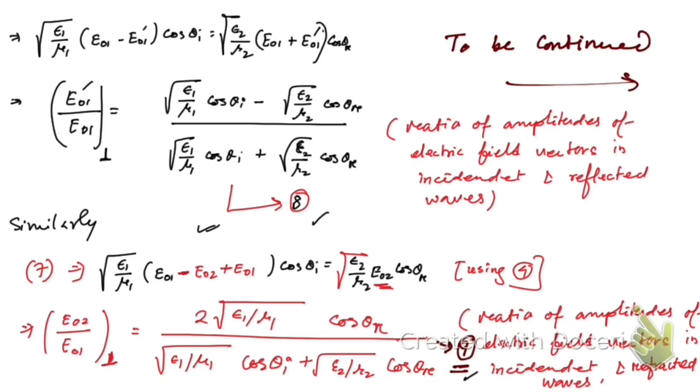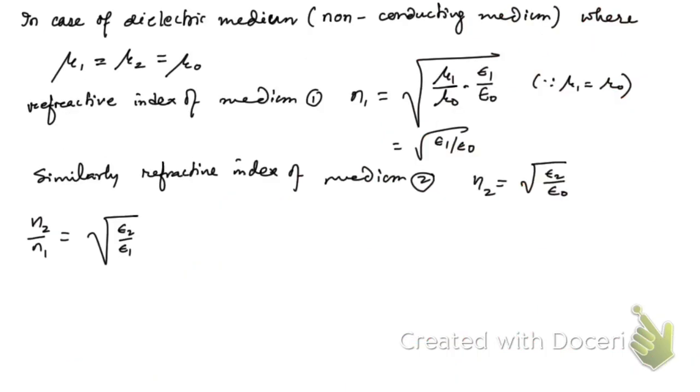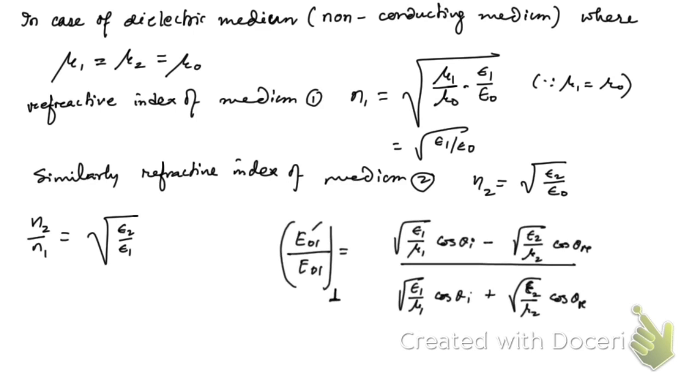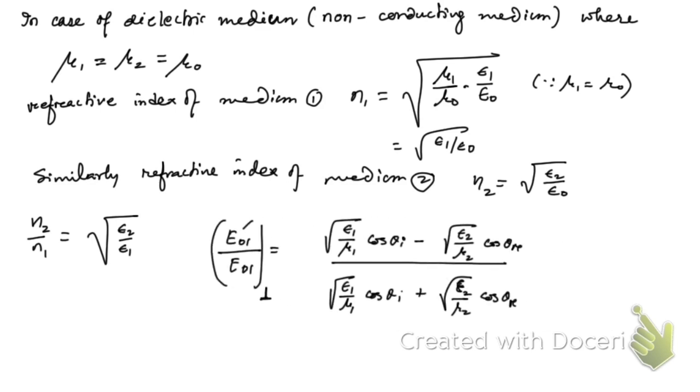So therefore, now you see equation number 8 implies this. Now let us replace mu1 by mu naught. So mu2 is also mu naught. So mu1, mu2, both of these are mu naught. That's what we have got.